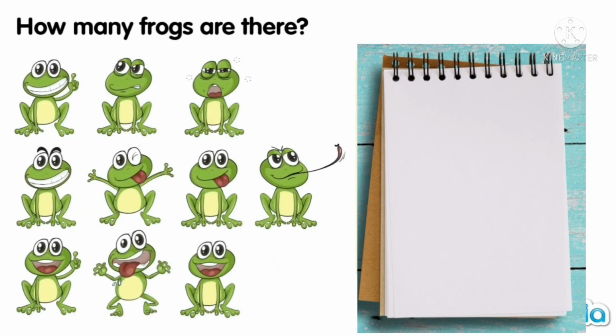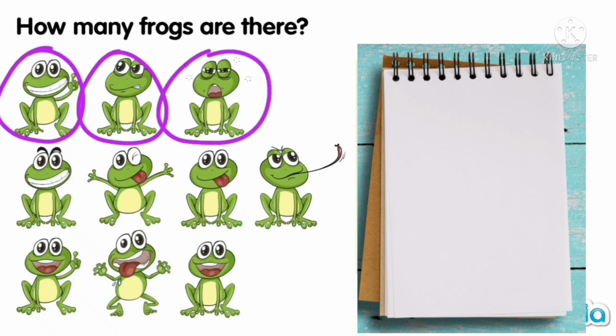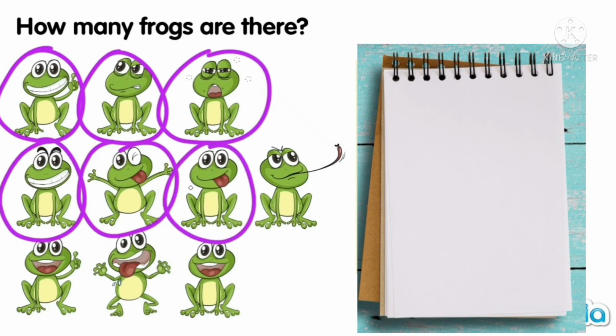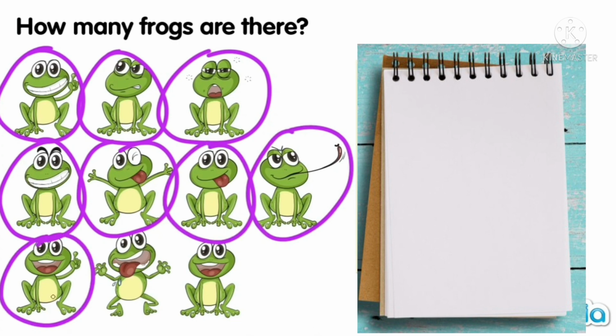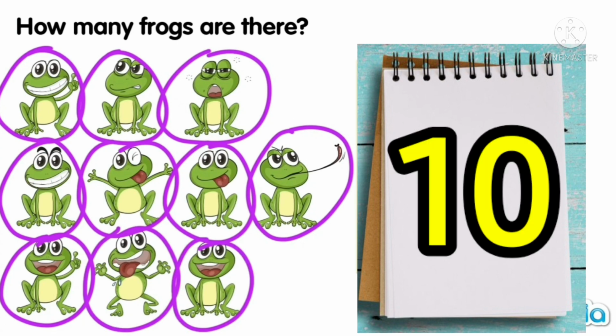How many frogs are there? 1, 2, 3, 4, 5, 6, 7, 8, 9, 10. There are 10 frogs. 10.